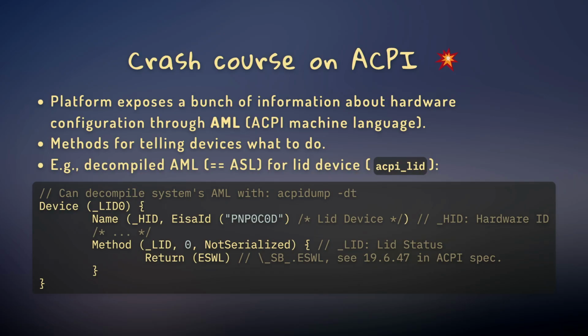Here's an example for the lid device. The lid device is just the thing that says if your laptop lid is open or closed. You can see it has some kind of hardware ID and object methods that you can query to know if the lid is open or not. This EWSL thing is just a register in memory, and it tells you if it's open or not. So it's pretty convenient because it means that you can just read this AML and know what you should read to know if your lid is open or closed. You don't have to just happen to know the hardware address.